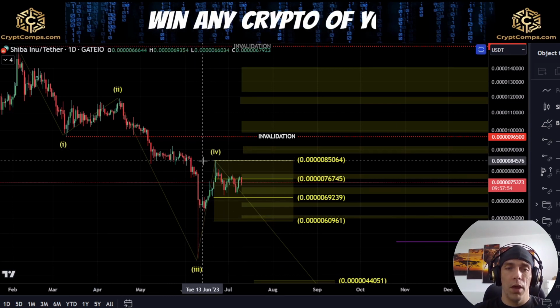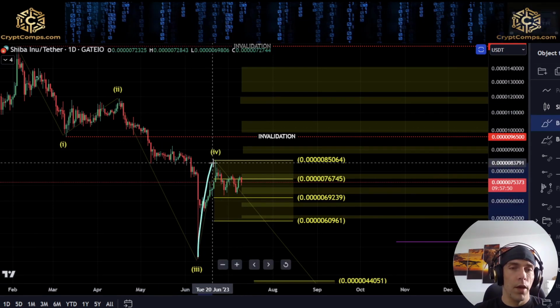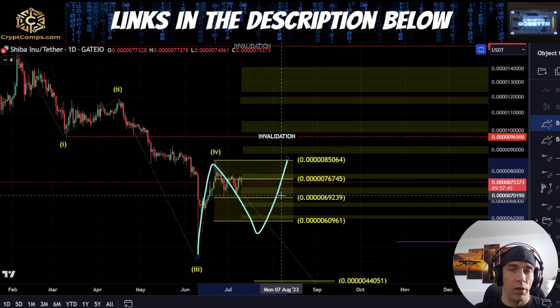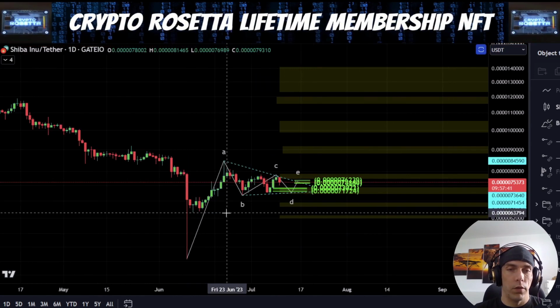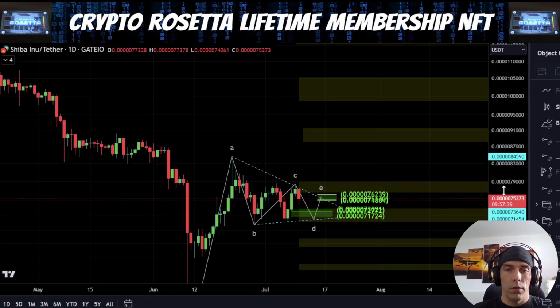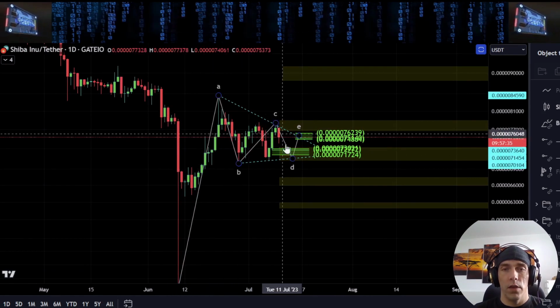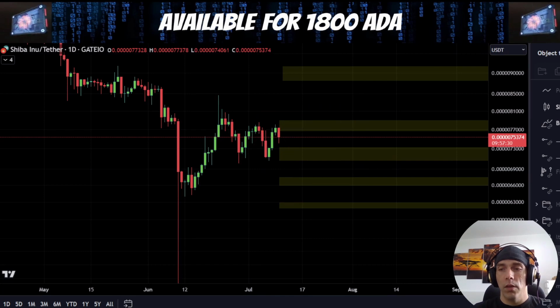And the way that this would make the most sense, given the current structure, is that either this is going to be a W, we're going to get a deeper X, and we get a Y, something like this. Or alternatively, what we could have here is something like this as a triangle, where this move develops as A into this high, B, C, D, and E, and then we look to break down for that 5-wave move. So that's going to be key here.